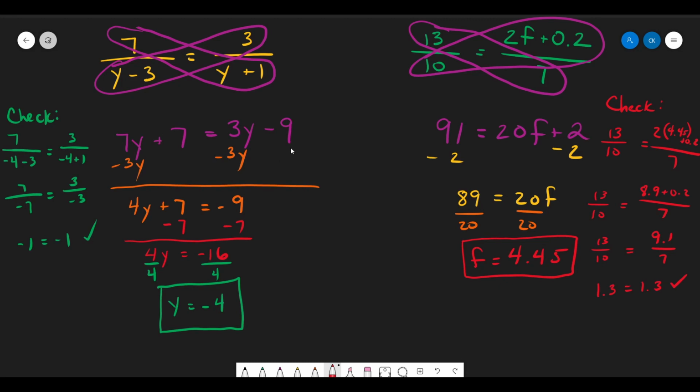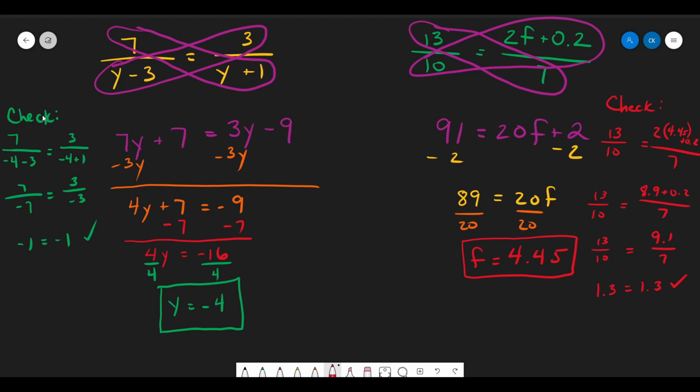Now I solve it like a normal algebraic expression. Subtract the 3y from both sides. We get 4y plus 7 equals negative 9. Subtract the 7 from both sides. We get 4y equals negative 16. Divide both sides by 4. We get y equals negative 4.